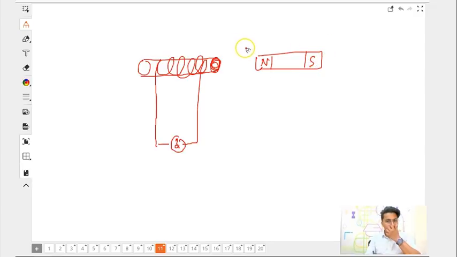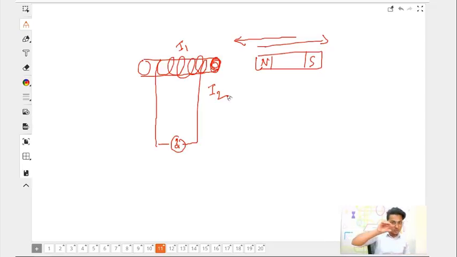Now just tell me two things in the comments below after this session. When the north pole goes near the coil, what is the direction of current? When the north pole goes away from it, what is the direction of current? So I require the direction of I1 and I2. When the north pole goes near to the coil, what is the current direction produced? I1. And when it is away from it, what is the current direction produced? I2. Take this as homework and tell me the answer in the comments below.